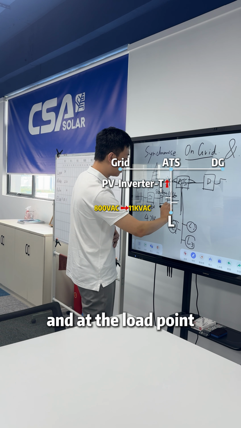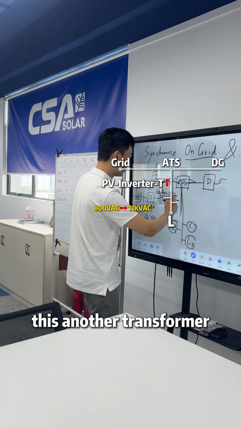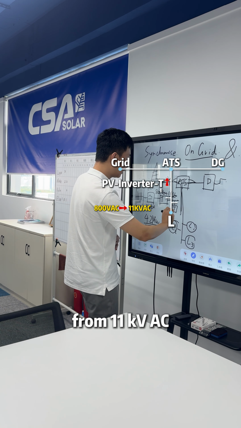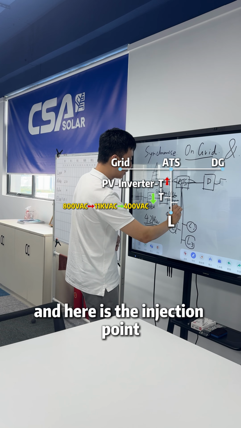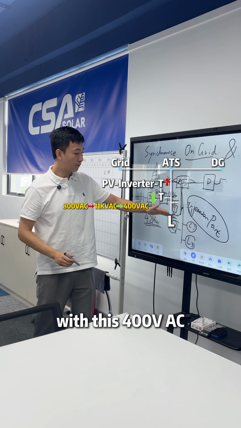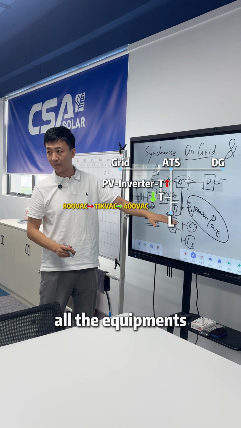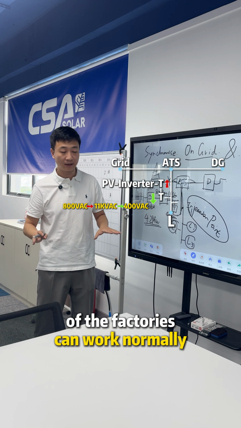And at the load point, we have a 400. This is another transformer. From 11 kVAC, we transform to 400 VAC. And here is the injection point. With this 400 VAC, all the equipment of the factories can work normally, like this.